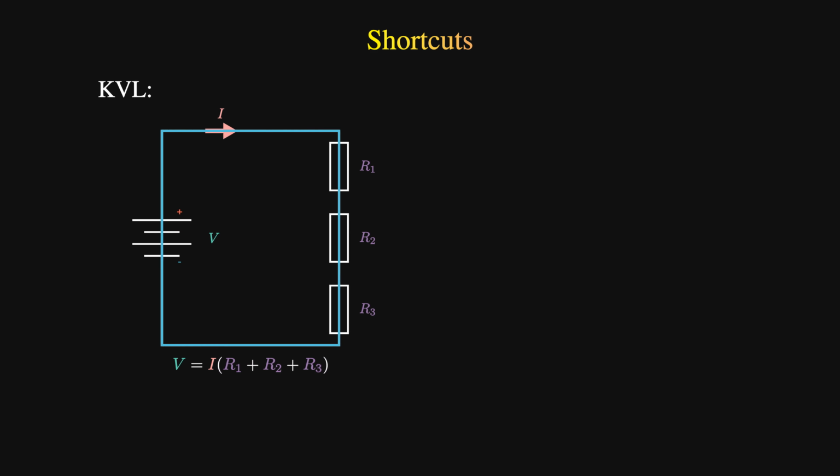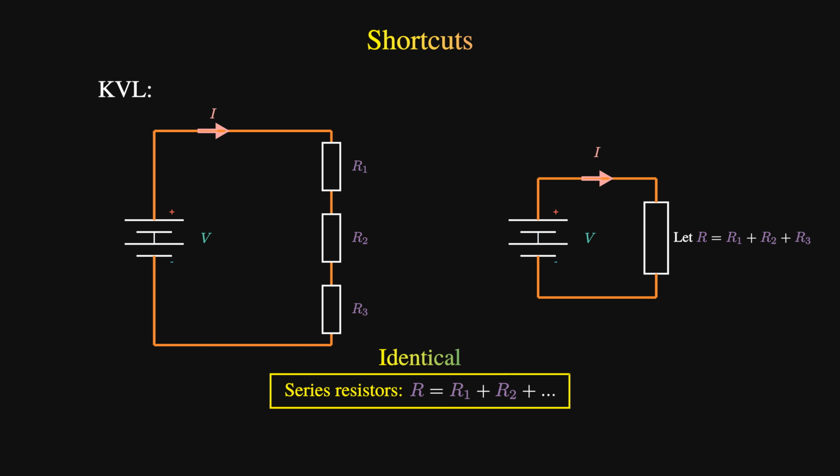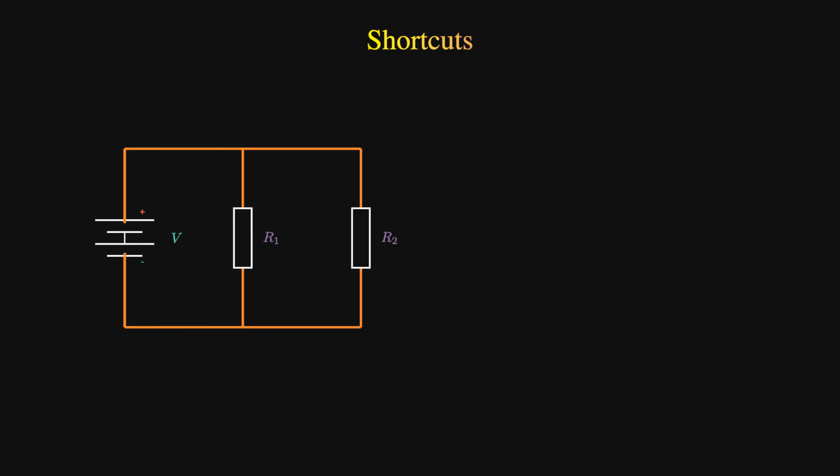Therefore, we can say that this circuit is equivalent to a circuit with just one big resistor, which has the resistance of the three resistors added together. In other words, in a series circuit, the resistances are summed, and we can simplify a circuit like so. You can apply this to any situation in a circuit where there are resistors in series, no matter how many there are. The second shortcut we can make applies to parallel circuits.